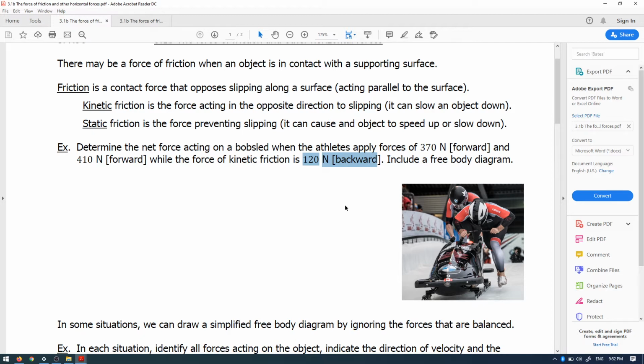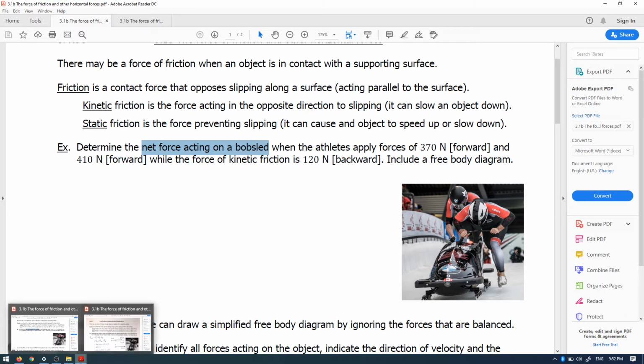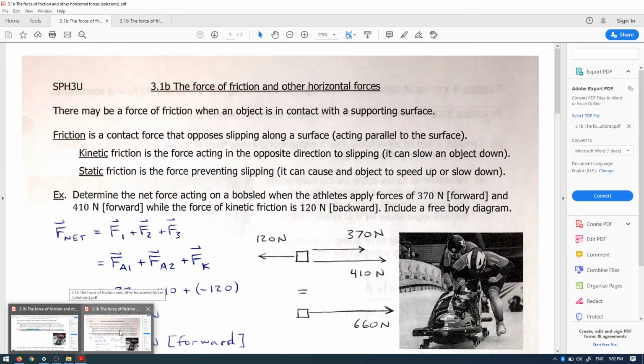You want to include a free body diagram. A free body diagram is essentially a box that has arrows, and the arrows represent the forces acting on the object. In this case, it wants a free body diagram on the bobsled, because it says the net force acting on a bobsled. So what kind of forces are being applied? You got two applied forces forward and one kinetic friction force backwards.